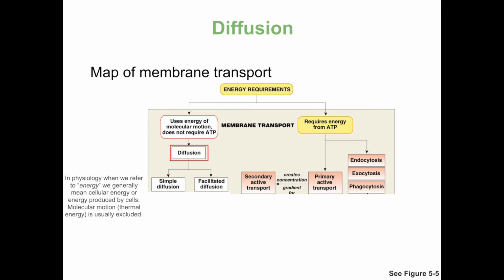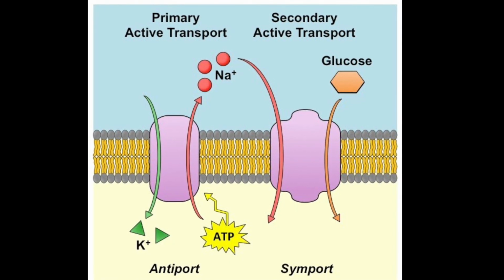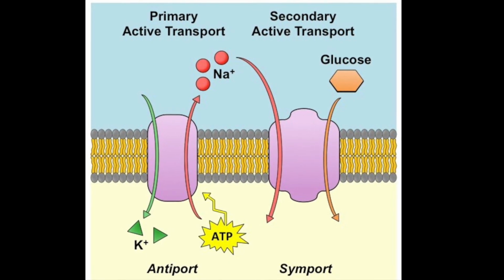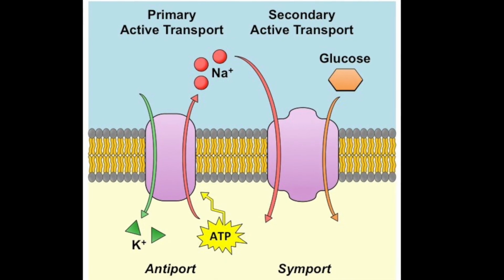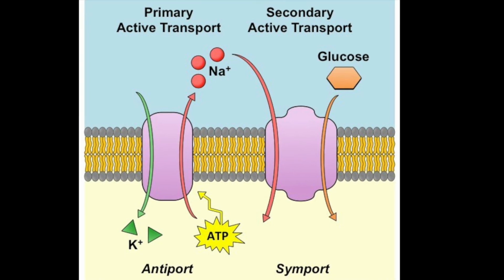Here we have primary active transport and secondary active transport. The electrochemical gradients set up by primary active transport store energy, which can be released as ions move back down with the concentration gradient. Secondary active transport, however, uses energy stored in these gradients to move molecules against their concentration gradient.